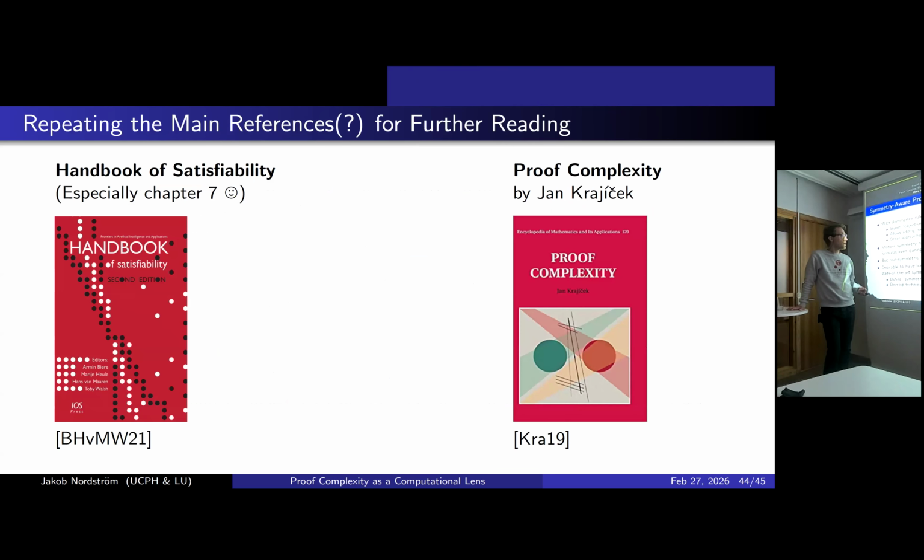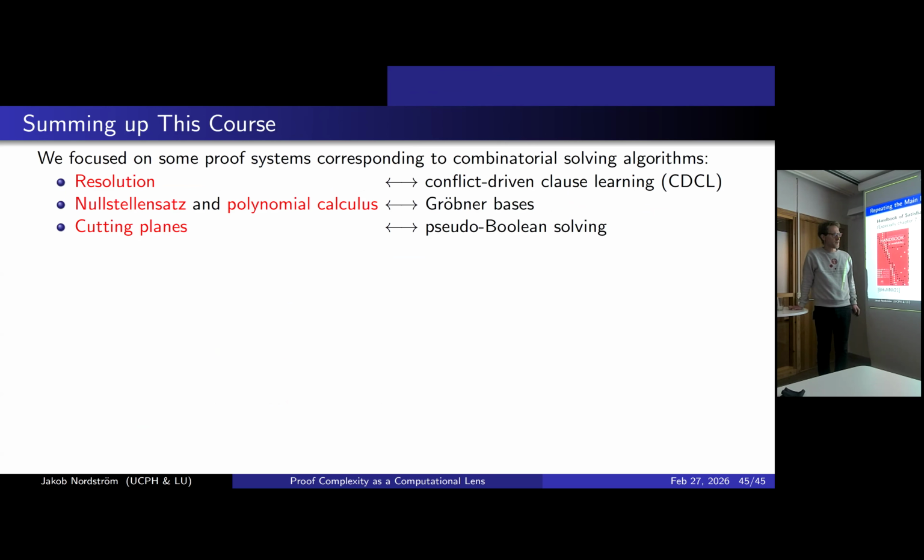Okay. So just to repeat, the two authoritative references for this, I guess, are the SAT handbook, where the proof complexity survey is in chapter 7, and Krajíček's book, which contains lots of goodies, also even more goodies on the advanced side.